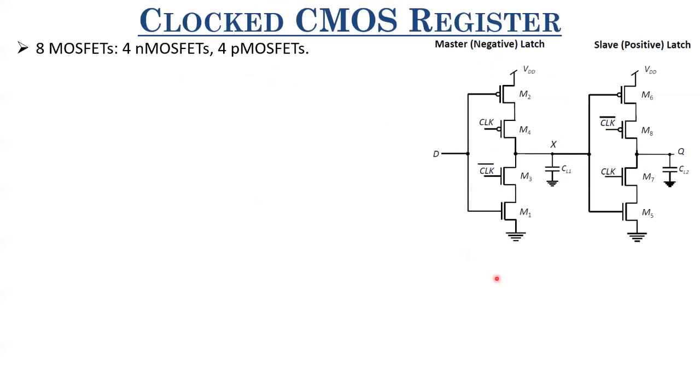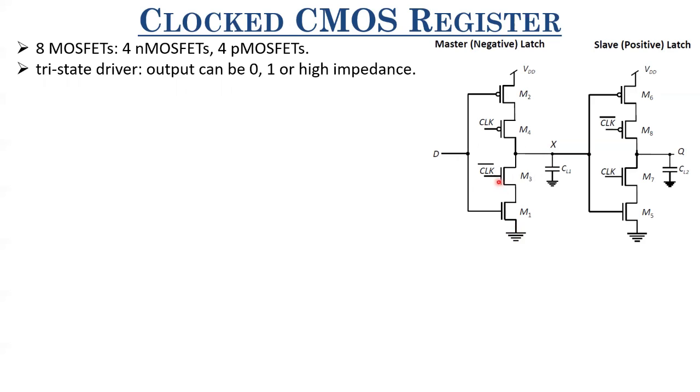Each of these circuits is called a tri-state driver. Why tri-state driver? Because depending upon D and the clock, this value can be either 0 or 1. Since it's a negative latch, let's see what happens when the clock is 0. When the clock is 0, M3 and M4 are turned on. Depending upon D, if D is 0, then this path turns on and it charges X to 1. If D is 1, then it discharges X to 0, right?